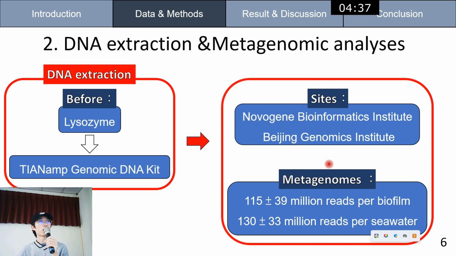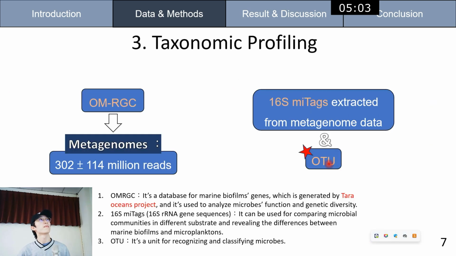And the metagenome analysis shows that there are about 115 million reads per biofilm on average, and 130 million reads per seawater sample. Each read has about 150 base pairs. A base pair is the A, T, G, C. That is sequencing. And third, we go into taxonomic profiling.